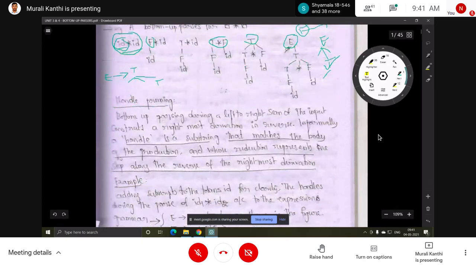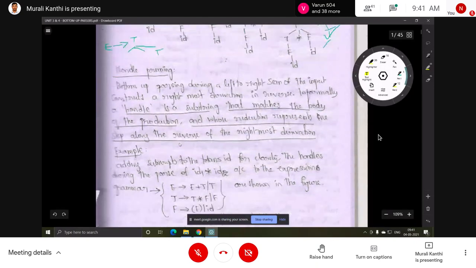So handle pruning is this one. A handle is a substring that matches the body of a production and whose reduction represents a step along the reverse of the rightmost derivation. So that is the handle pruning definition.